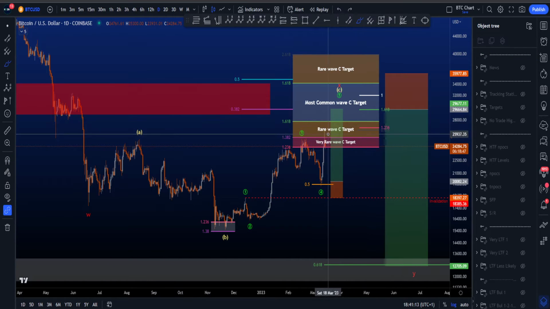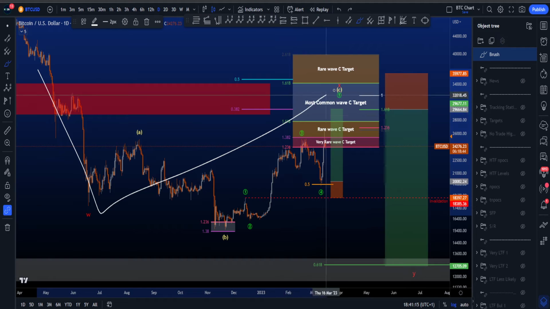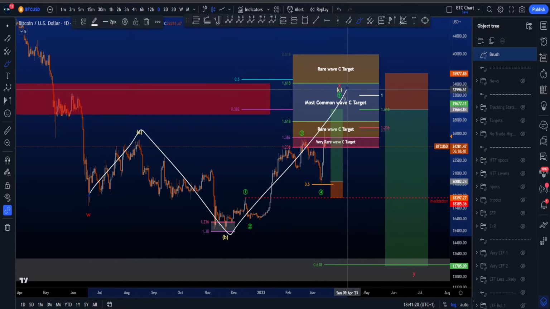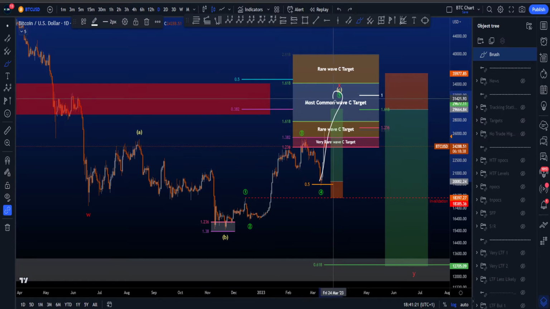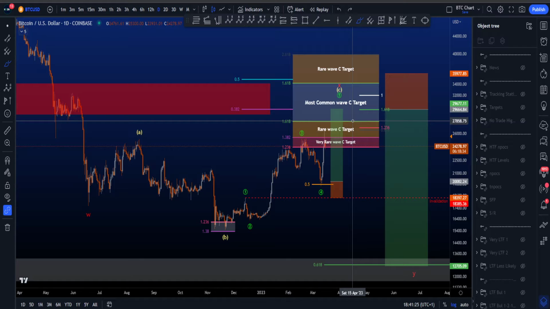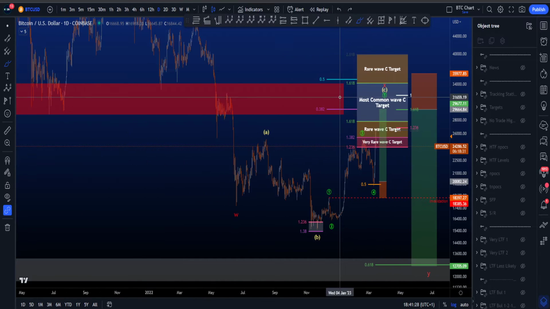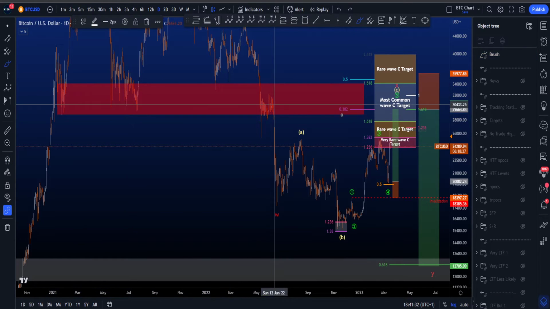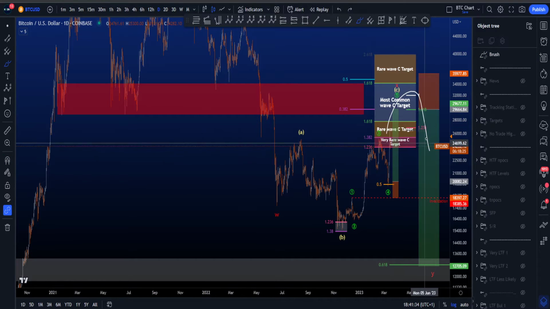So my at least short-term bullish scenario is that this is a WXY, where currently wave X is an expanded flat ABC, currently moving to the upside in a fifth wave towards the most common wave C target between 27.7k and 34k, which happens to have very nice confluence, with this support area then turning resistance.